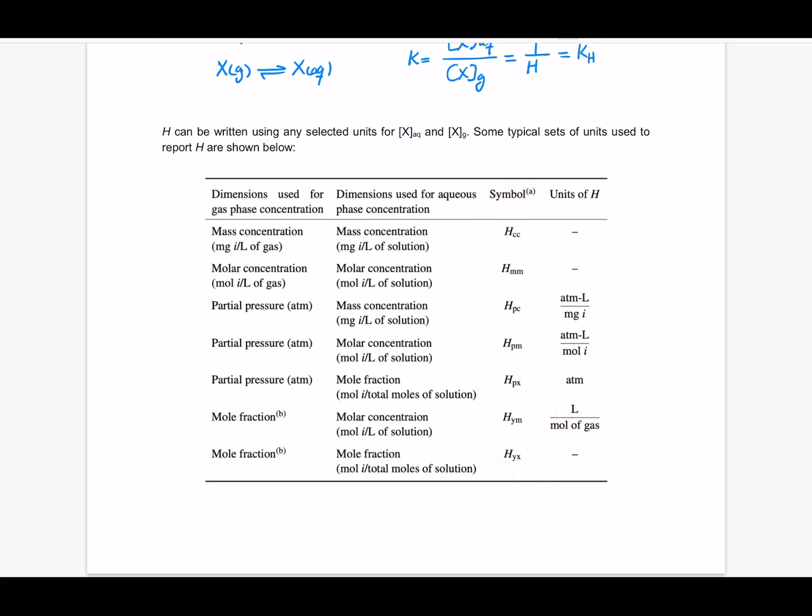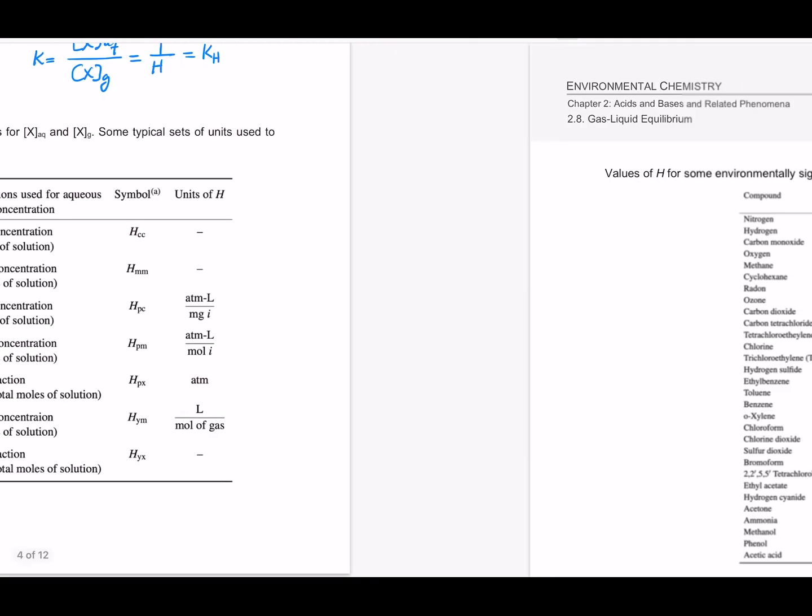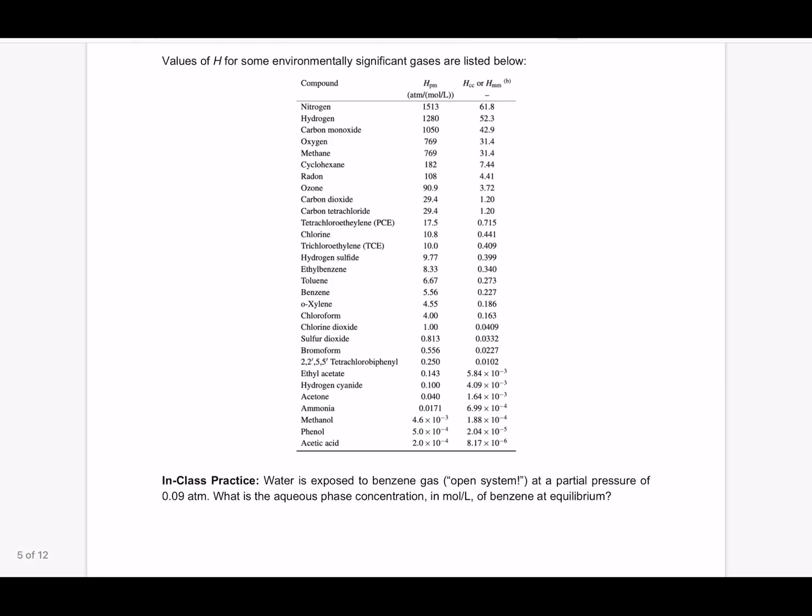And this is an important table that tells you what kind of expression we have. So if we use mass concentration for the gas phase and mass concentration for the liquid phase, then we have the subscript HCC, the concentration in terms of mass. HPM is probably the most common one. You have partial pressure in atmosphere for the gas phase, and molar concentration in the liquid phase, so HPM. The unit would be atmosphere per mole per liter. So depending on how the data is given, you have to think about what the unit is and how that equilibrium is expressed.